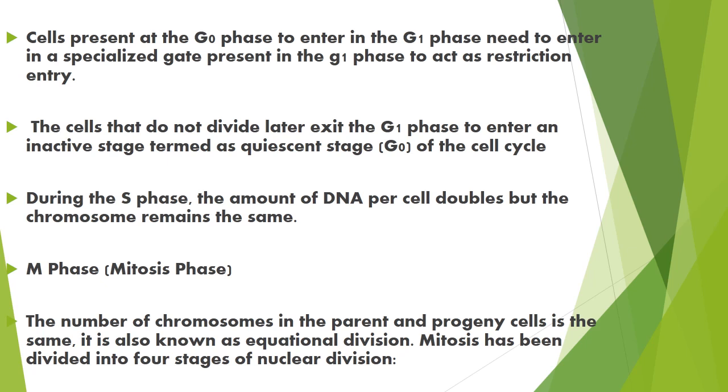The cells that do not divide later exit the G1 phase to enter an inactive stage termed as the quiescent stage of the cell cycle. During the S phase, the amount of DNA per cell doubles, but the chromosome number remains the same. In the M phase, meaning the mitotic phase, the number of chromosomes in the parent and progeny cells is the same. It is also known as equational division. Mitosis has been divided into 4 stages of nuclear division. So you have to remember, mitosis is called equational division and meiosis is called reductional division.